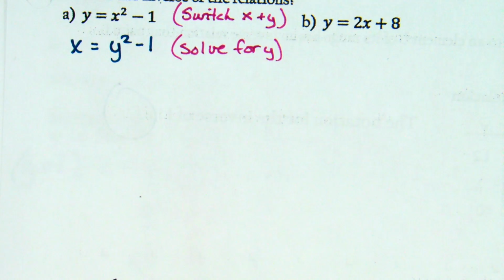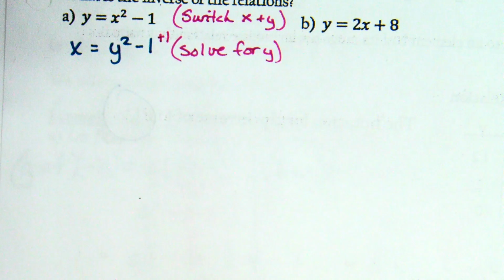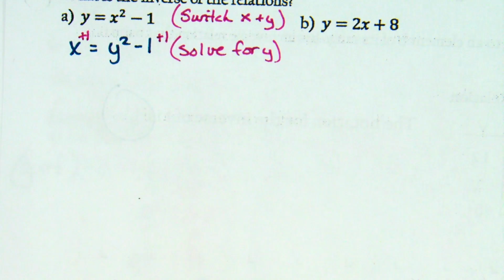How would you like to solve x equals y squared minus 1 for y? If it's y squared minus 1, how do you move a minus 1? You're going to add 1. If we add 1 on the right, add 1 on the left. What is x plus 1? X plus 1. On the other side, y squared minus 1 plus 1 just becomes y squared.